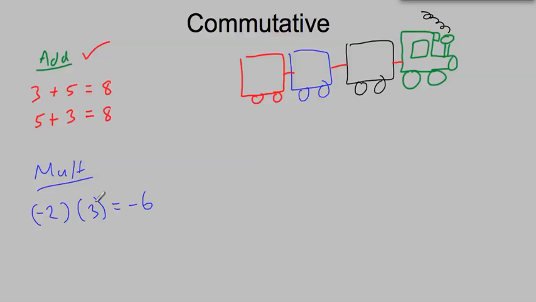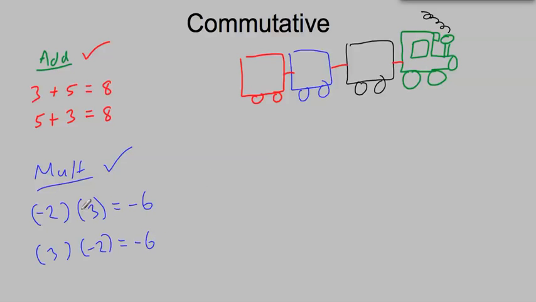What if I take my two cars here? Again, my equal sign is like my locomotive. My two train cars are -2 and 3. My operator is stuck between them here. Let's keep the operator. Let's switch the position of the train cars and see if we get to the same destination. 3 times -2, what does that equal? It still equals -6. Multiplication is commutative.